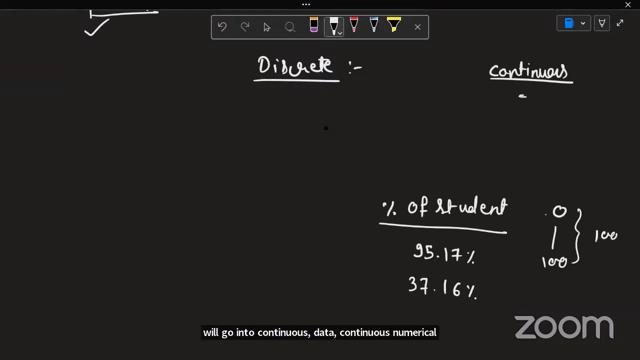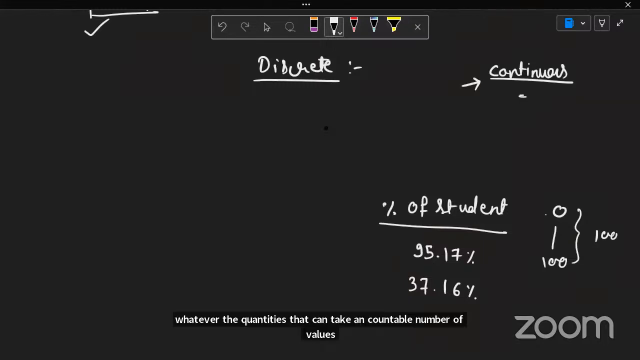Height also, ma'am. Height, weight, whatever quantities can take an uncountable number of values between two points, are nothing but continuous.